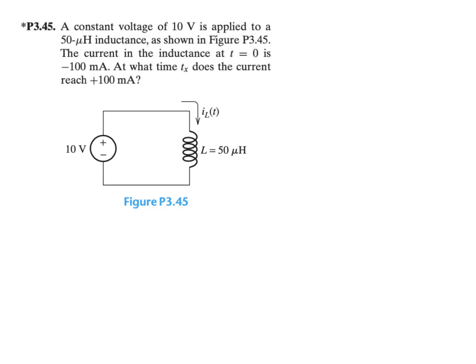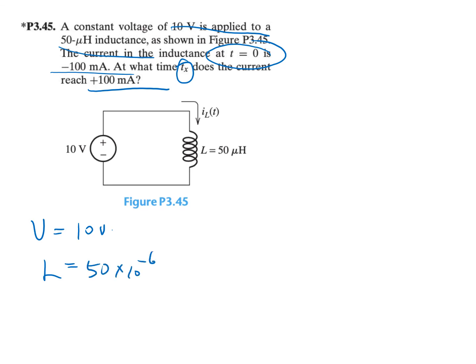P3.45. A constant voltage of 10 volts is applied to a 50 microhenry inductance as shown in figure P3.45. The current in the inductance at t equal to 0 is negative 100 milliamp. At what time Tx does the current reach 100 milliamp? So we have the voltage as 10 volt, that's a constant value, and the inductance value is 50 microhenry.